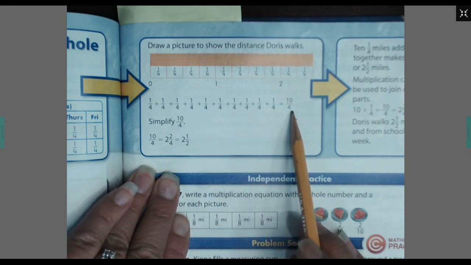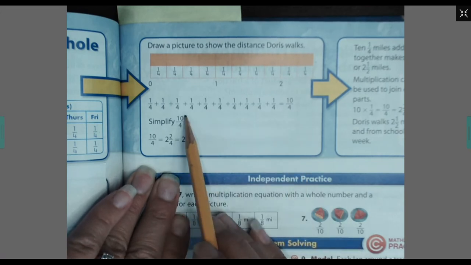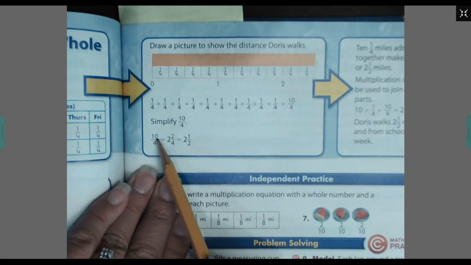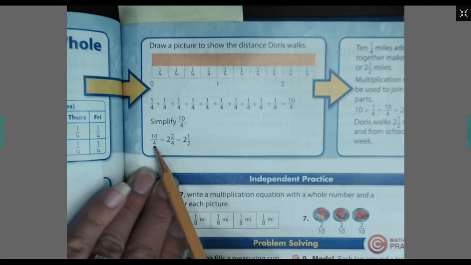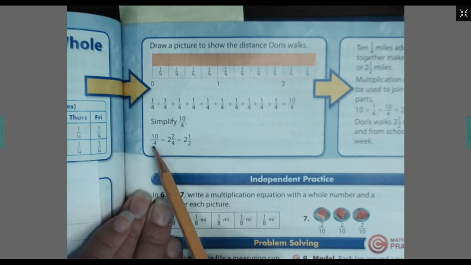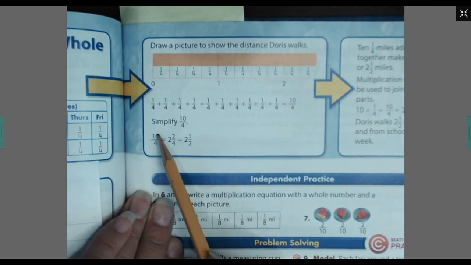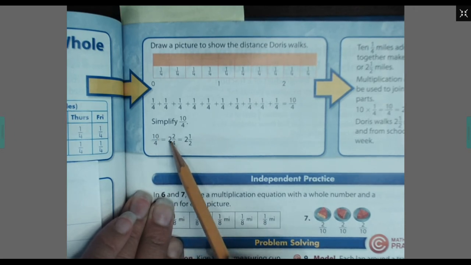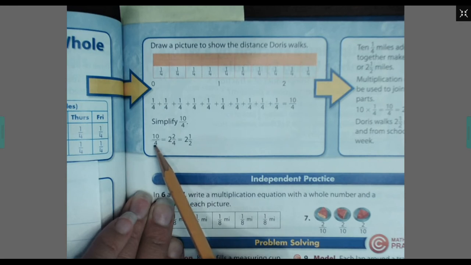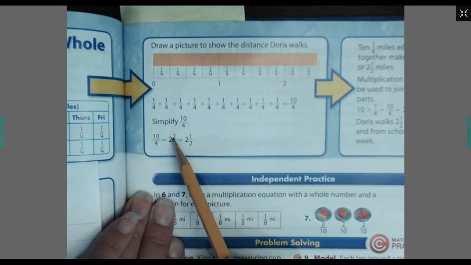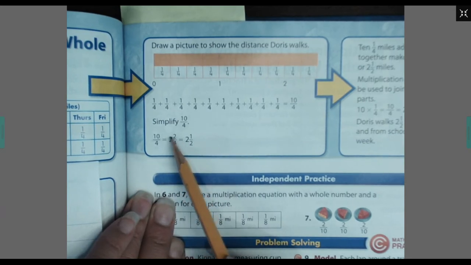So 10/4. Now to simplify, this line means what? It means divided by. So 10 divided by 4. 4 goes into 10 how many times? 4 goes into 10 2 times. 2 times 4 gives me 8. 8 is as close as I can get. And that means I have 2 left over, because 10 minus 8 is 2.